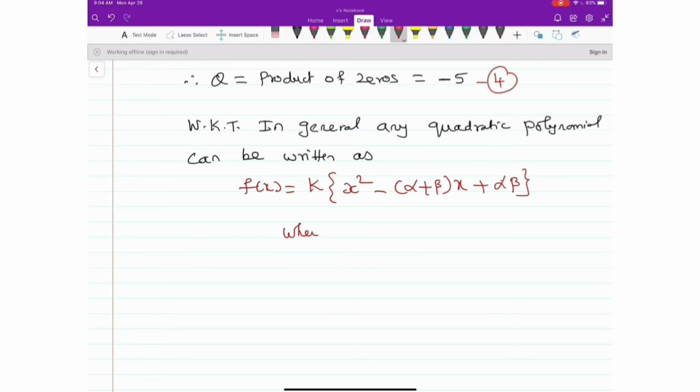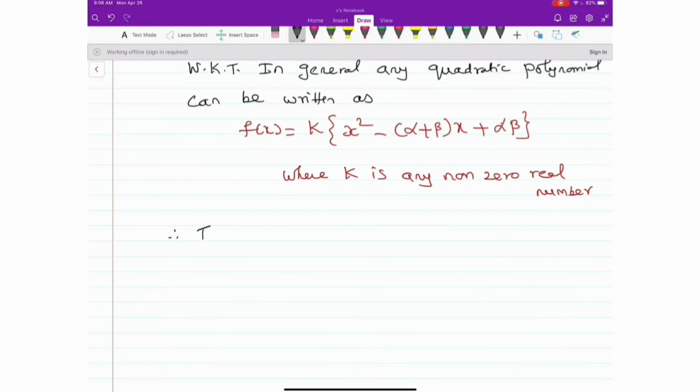where k is any non-zero real number. But here in this question, instead of alpha plus beta, I am going to write p, because we took p as the sum of the zeros of the required polynomial. In the same manner, in the place of alpha beta, I am going to write q, because q we took as the product of the zeros of the required polynomial. So, we have to make everything very clear.